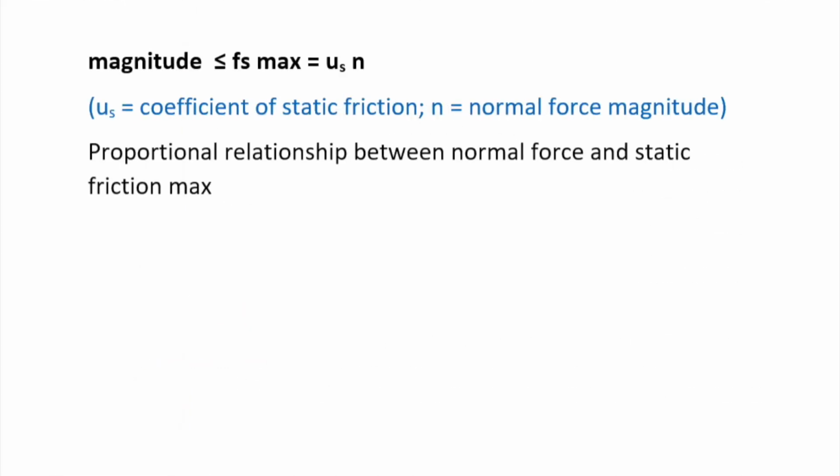The experiment was based on the proportional relationship between static friction max and normal force. As shown in the formula, as normal force increases, a greater max static friction is attainable by the object and more force is required to produce a net force and acceleration.